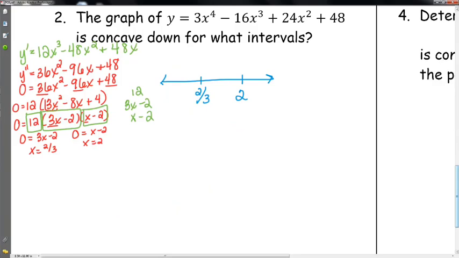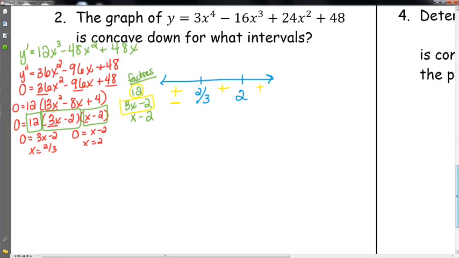And once again, I'm going to be plugging in values into my factors. Alright, so there's no x for 12, so I can just take the sign for 12. So 12 is always positive. Now I'm going to work with 3x minus 2. If I plug in a value less than 2/3, say 0, I'm going to get 3 times 0 minus 2, which gives me a negative number.